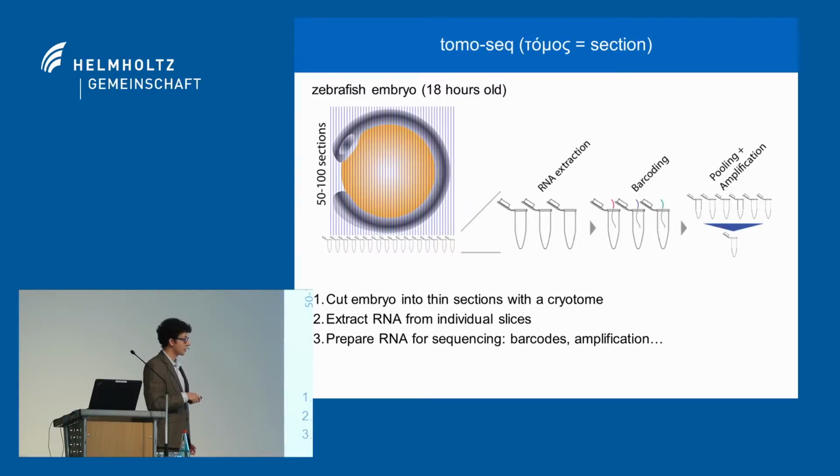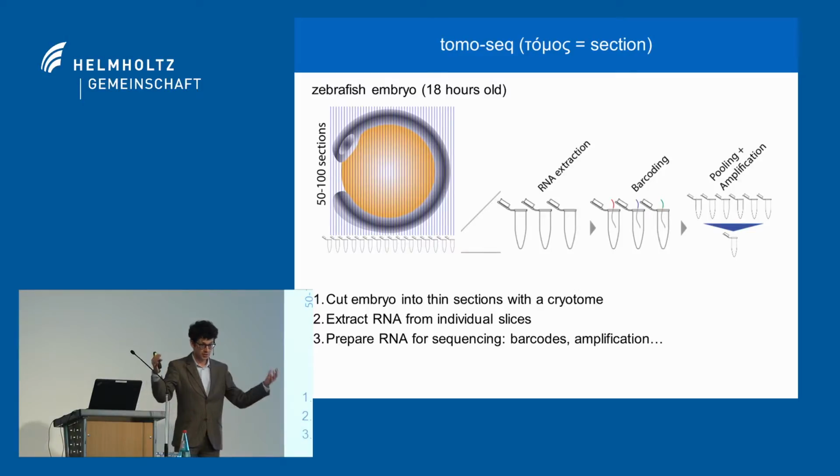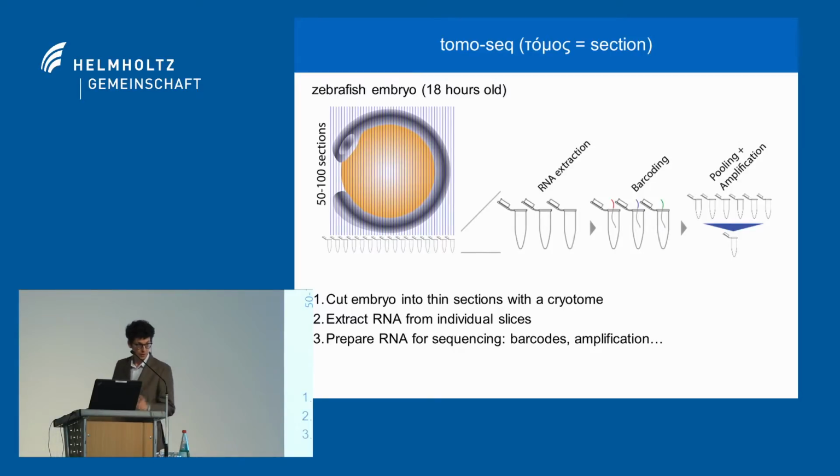We extract the RNA from each of them, and then we do a couple of molecular biology tricks, like we add a different molecular barcode to each of the sections, which then allows us to pool them all into one tube. Then we amplify them in a very controlled manner, and then we can subject these libraries to sequencing.